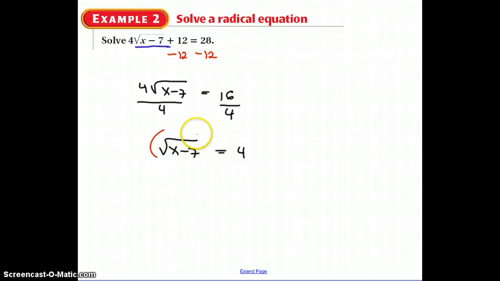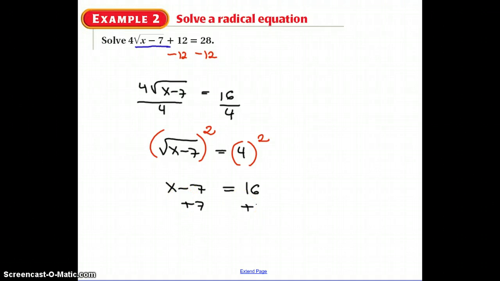So I'm going to square both sides, and my square and my square root cancel each other out. So I just have regular x minus 7, and it's equal to 16. And now I'm solving for x, so I'm going to isolate the x. And we get x is equal to 23.